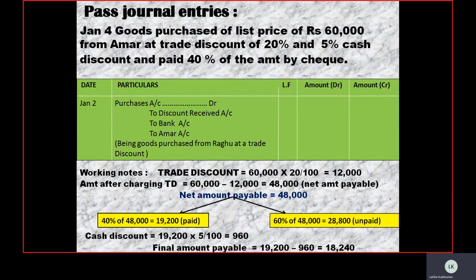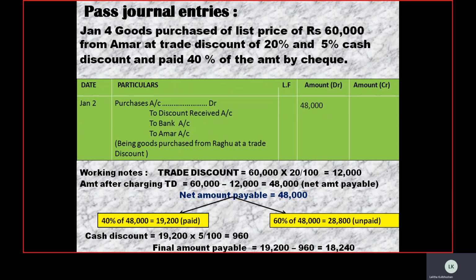We are supposed to make the payment 19,200 minus 960, which equals 18,240. Okay children, so it's very clear now. Now let's substitute these amounts in the journal entry. So purchases will always be shown with the amount after deducting the trade discount.